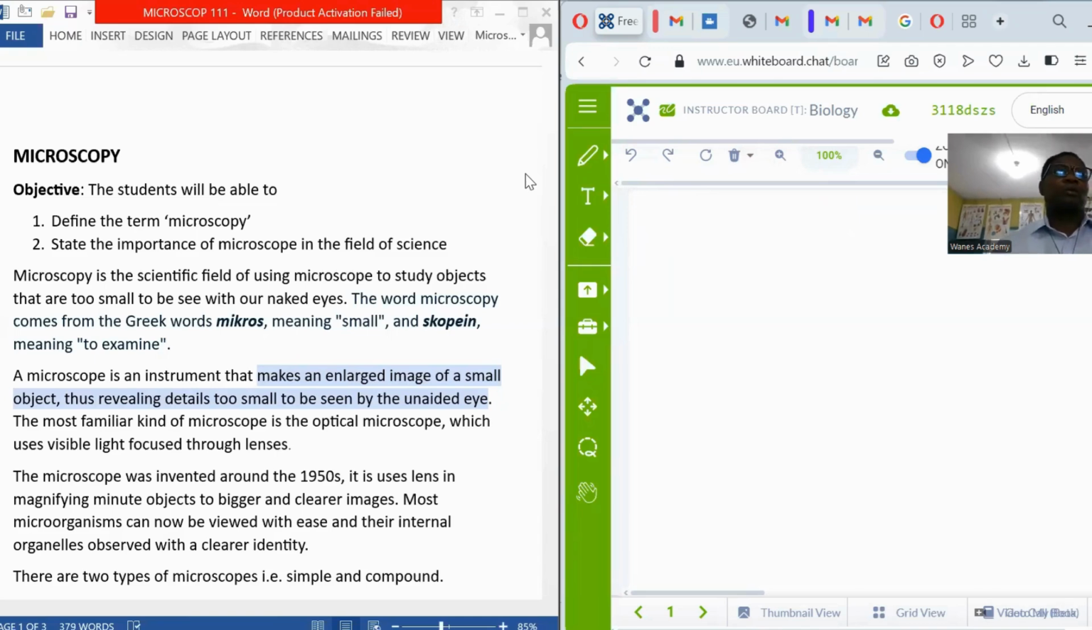Today, in our biology class, we want to study microscopy. Today, we will be able to define microscopy, and we will be able to state the importance of the microscope in the field of science.